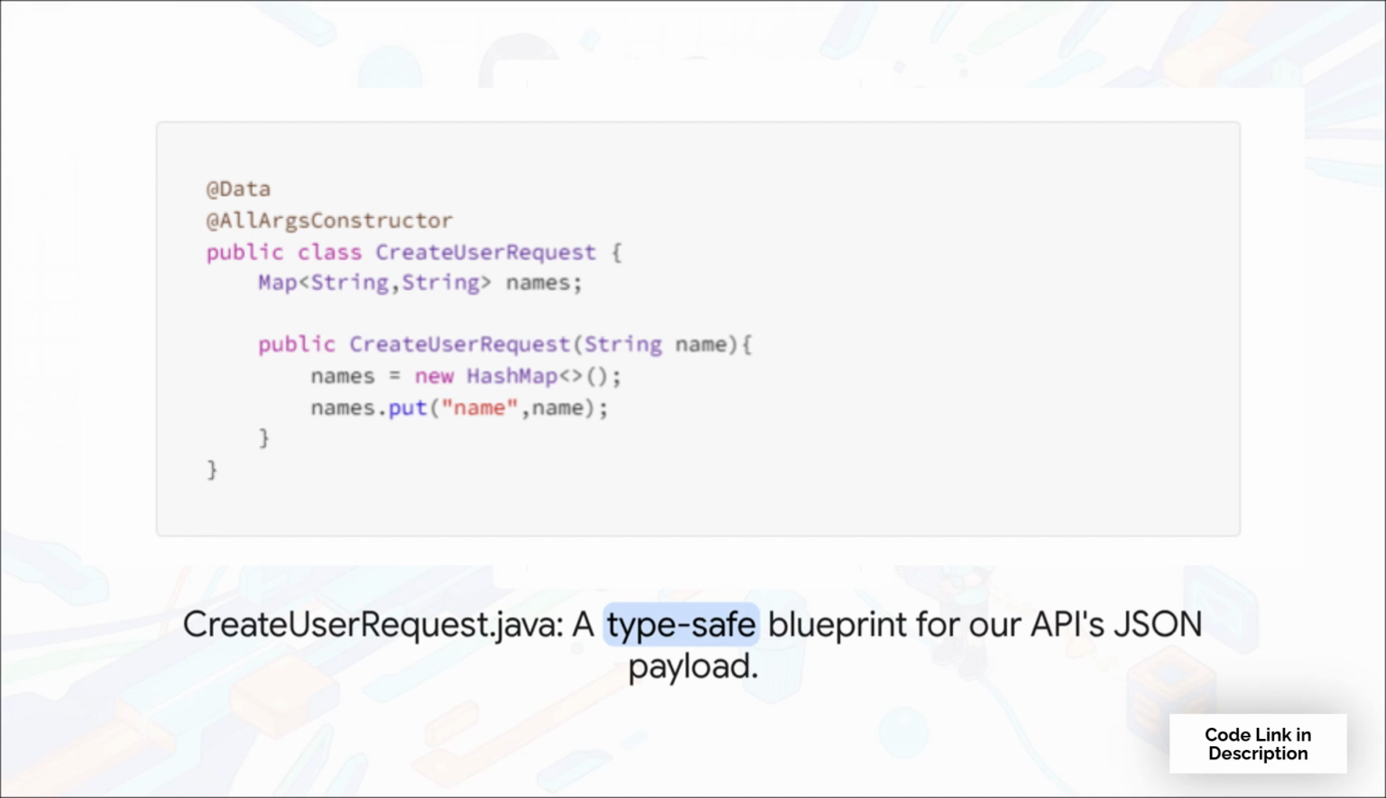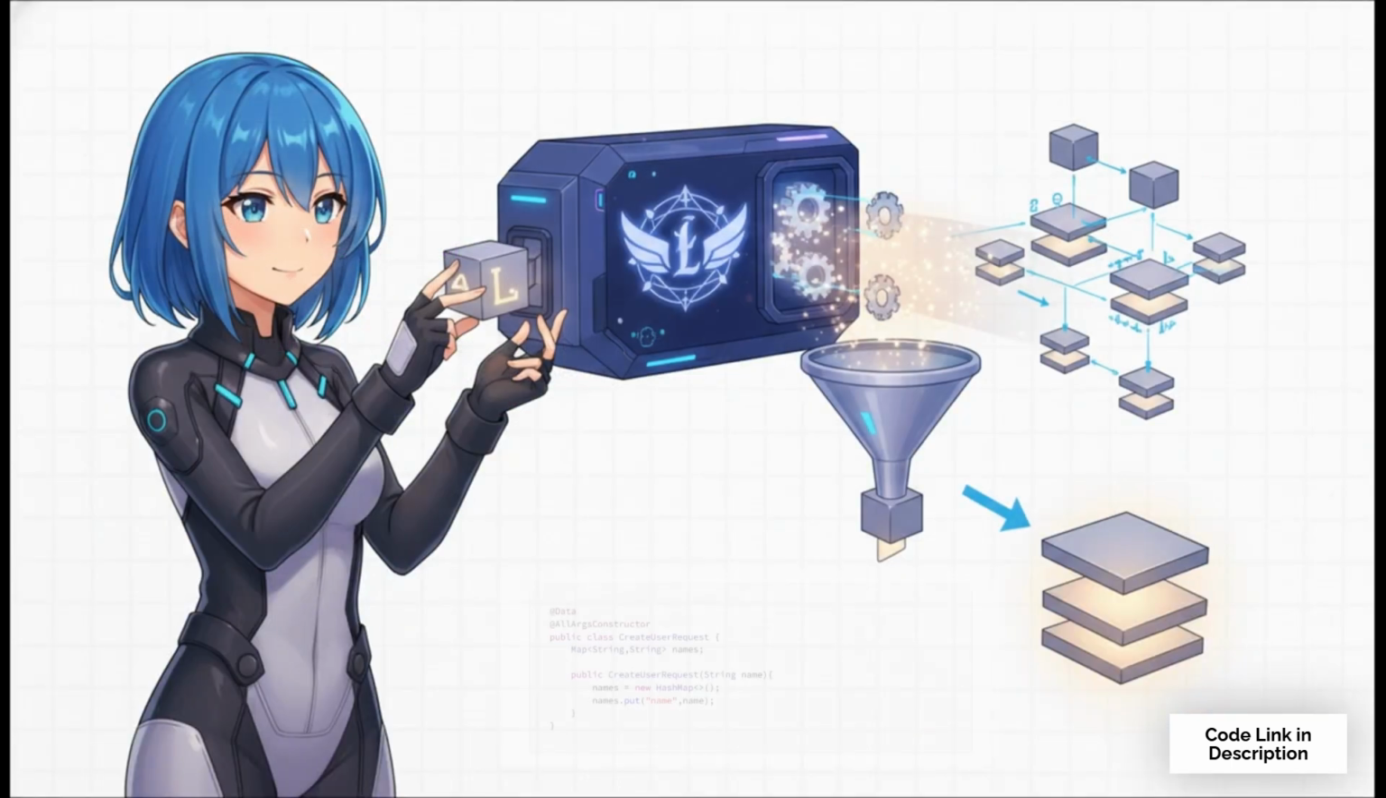This CreateUserRequest class right here is basically a blueprint for the JSON payload our API expects when it's creating a new user. We're also using a really handy library called Lombok to keep our code super concise. That @Data annotation generates all our getters and setters for us automatically. And we've also got a custom constructor here that neatly maps a simple name string into the nested map structure that the API actually requires.